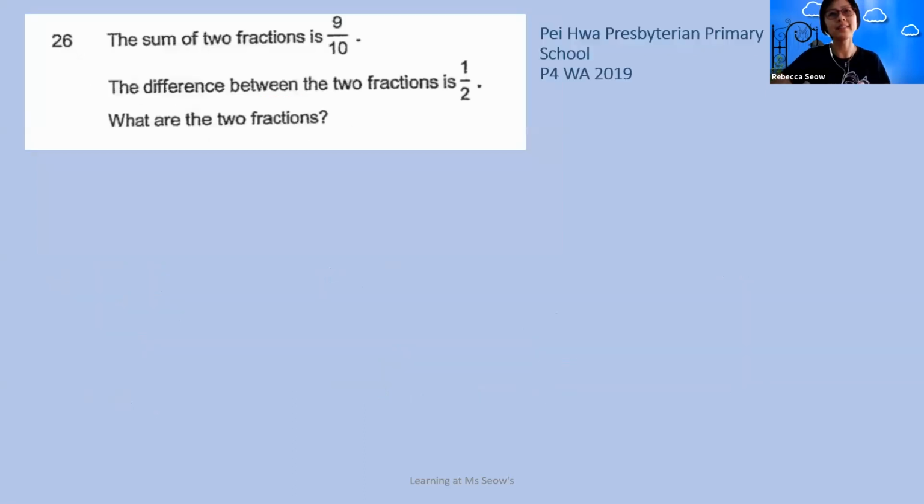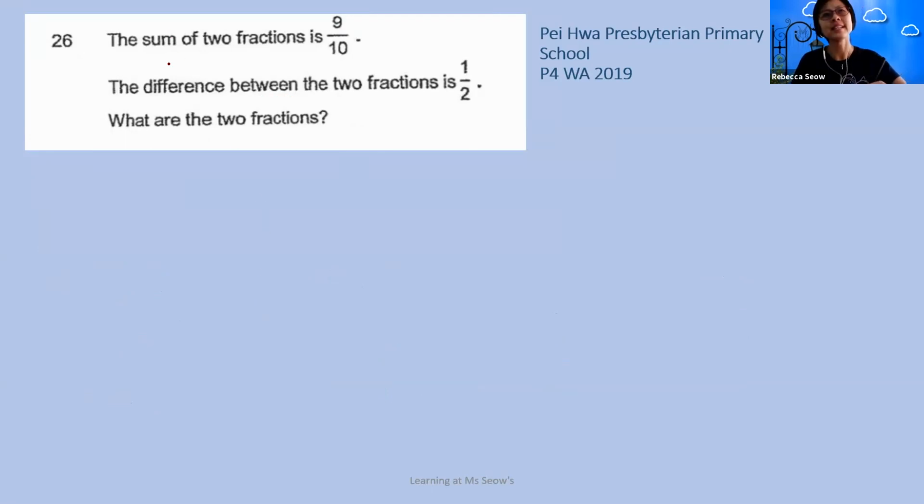Now let's take a look at the next question. The next question is taken from Pei Hwa Presbyterian Primary School, P4 Weighted Assessment 2019. It says that the sum of two fractions is 9 out of 10. The difference between the two fractions is half. What are the two fractions?